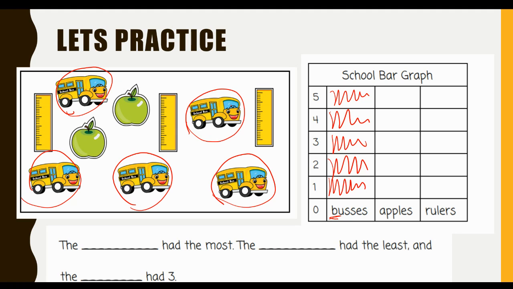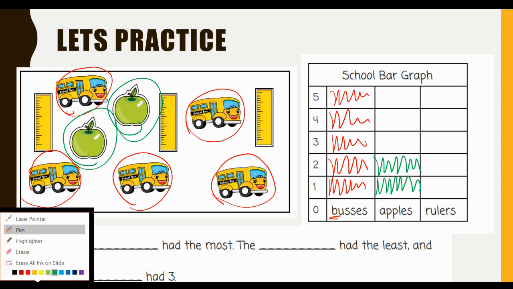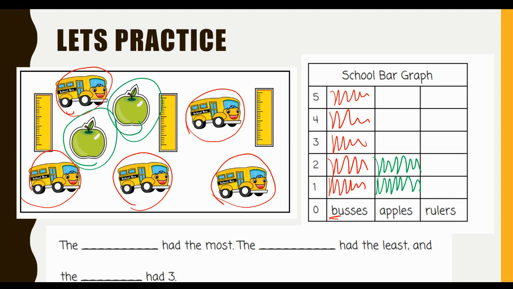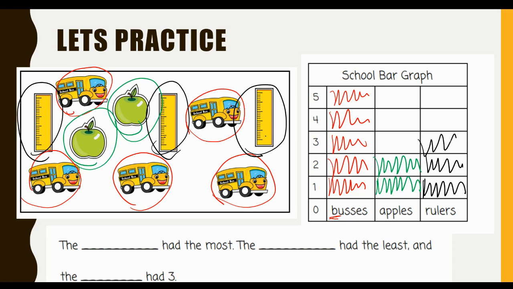So now let's do apples. We can do apples in green. There were 2 apples, so I'm going to color in 1 box, 2 boxes. And the last one is rulers. I'm going to circle the rulers. 1, 2, 3. There were 3, so I'm going to color in 3 boxes. 1, 2, 3. So now the information from here matches here.